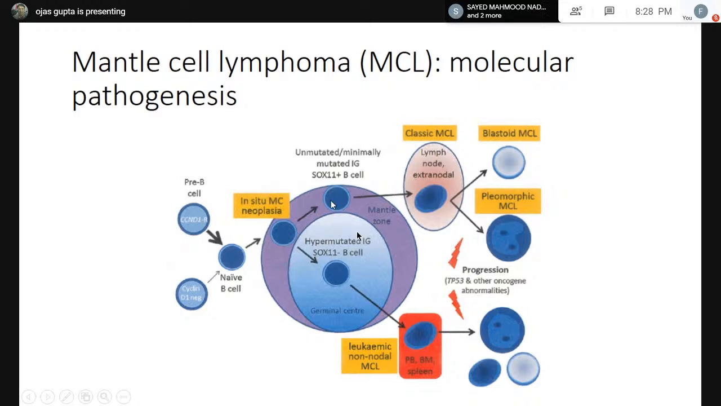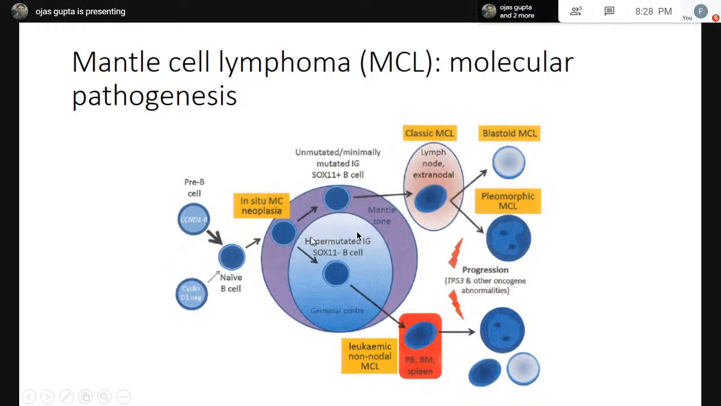Now, when they acquire SOX11 positivity and are present within the mantle zone itself, they can go into extranodal sites and form classical mantle cell lymphoma, or they can acquire certain mutations like TP53 and other oncogene abnormalities to become blastoid or pleomorphic mantle cell lymphoma.